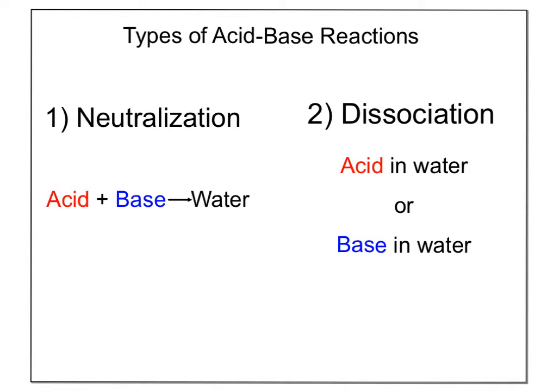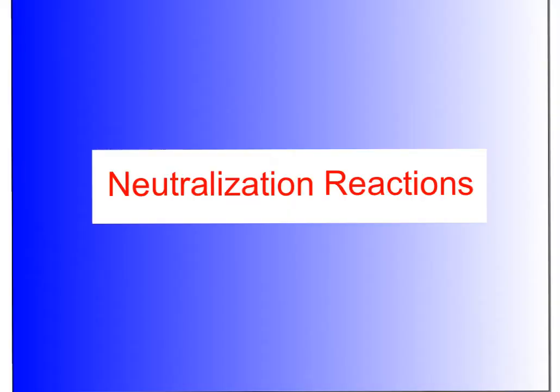Okay? So that's why if I spill an acid on something, I'm gonna sprinkle some base on there to try to neutralize it and create water, which is safe. The other type of reaction we're going to look at is called a dissociation reaction, and this is where we just take an acid and put it in water and see what happens, or we take a base and we put it in water and see what happens. So I want to talk about that first type of reaction first, neutralization. This is the one where we add the acid with the base.